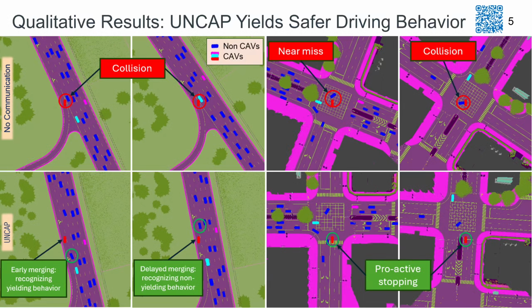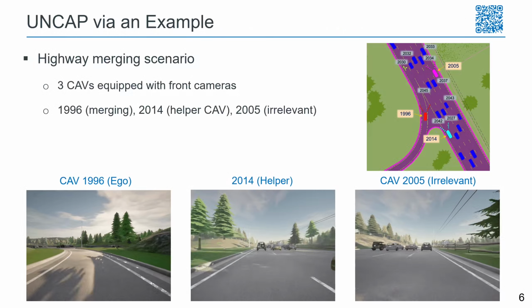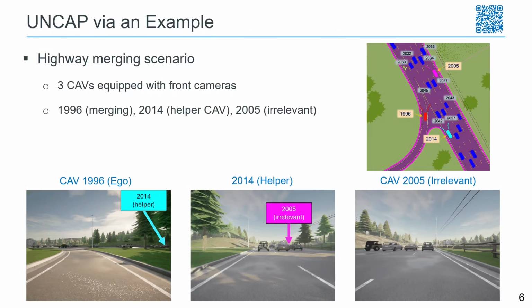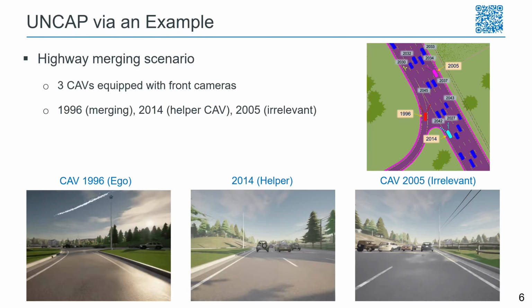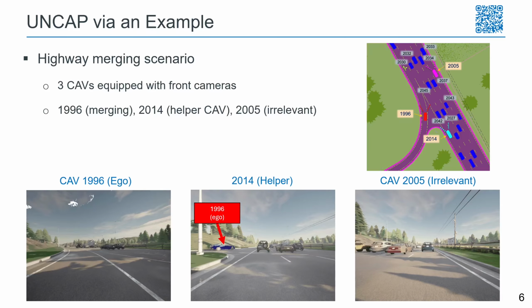We test UNCAP on the OPV2V dataset featuring diverse realistic driving scenarios, and I will first present a few qualitative results. In this highway merging scenario, we have three CAVs equipped with front cameras. Here, non-CAVs are colored in dark blue and CAVs in other colors. CAV 2014 is on the leftmost lane and CAV 2005 is on the rightmost lane, while CAV 1996 is trying to merge.